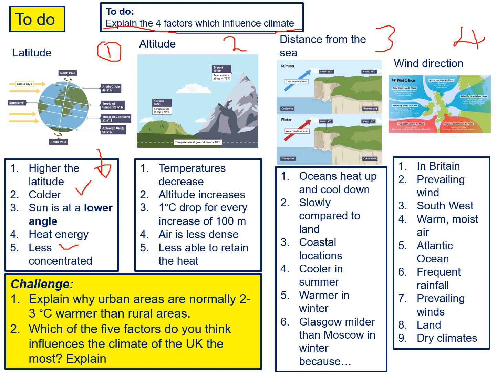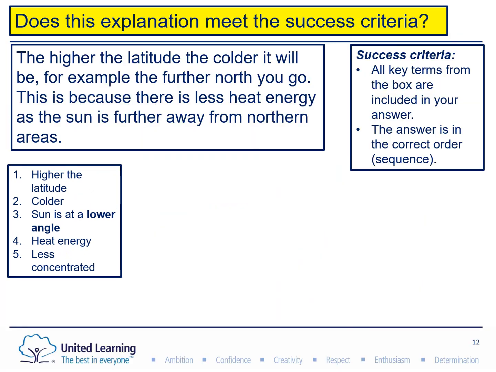Let's have a look at an example before you get started. So does this explanation meet the success criteria? So are all the key terms used and are they in the correct order? Let's have a look. The higher the latitude, the colder it will be. For example, the further north you go, this is because there is less heat energy as the sun is further away from northern areas. Does this meet the criteria?